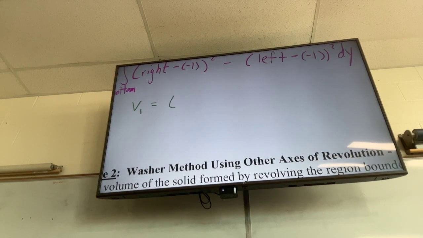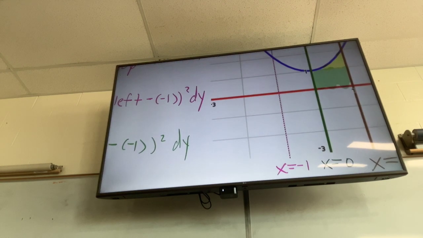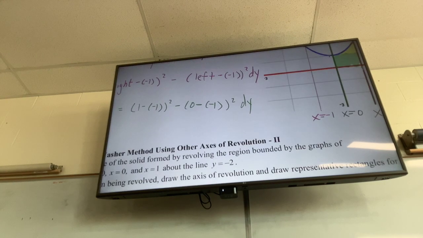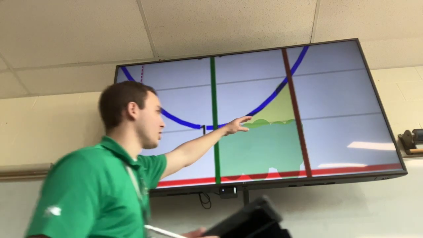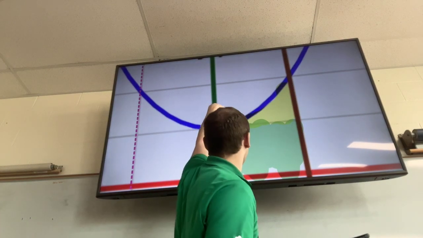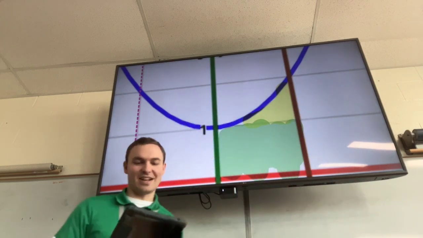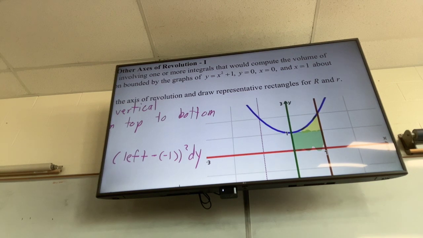1 minus negative 1 squared minus 0 minus negative 1 squared. And that's going to be with respect to y. It's a dy. I wrote the dy there because my axis of revolution, the line that I'm revolving around, is vertical. Okay? Right? And then I've got to do another integral for the yellow region. Why is that? So my right graph is the same. My left graph is now what? Exactly. It's this guy right here, that curve.